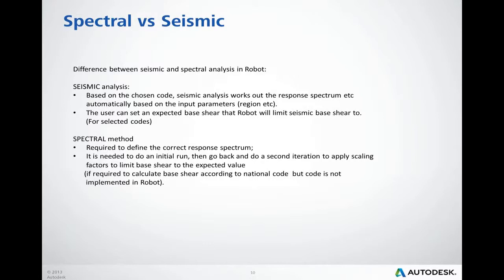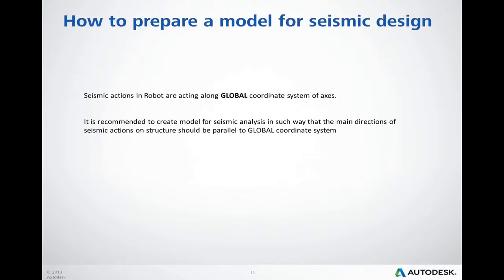After setting the modal analysis case, now it's time to define either a spectral or seismic case. The main difference between these two approaches is the way of spectrum definition. In the seismic case, the spectrum is automatically generated by the program based on the selected code and input parameters required by it, whereas in the spectral case, the whole response spectrum must be defined by the user. Mind that seismic actions in Robot are acting along the global coordinate system axes, so the structure should be correctly modeled to fulfill these requirements.